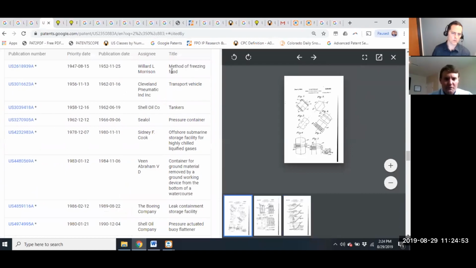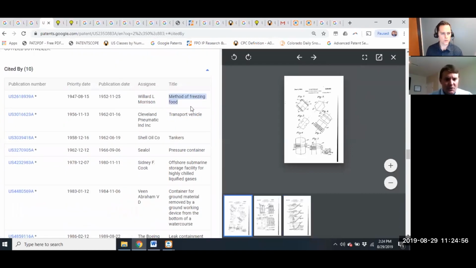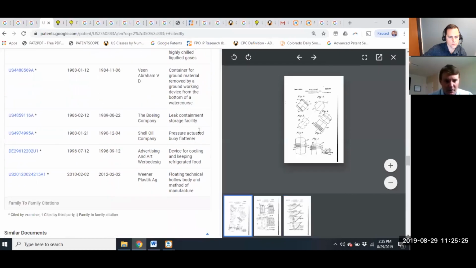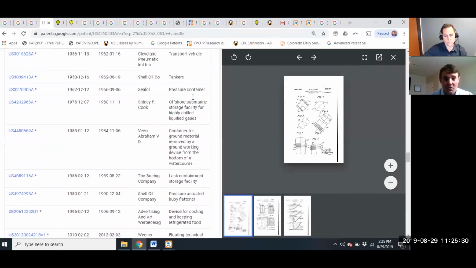One downside of this is that you kind of have to judge the book by its cover, because what you get is the title. The star means that it was cited by an examiner, not just associated. If it doesn't have the star, it was probably cited through the IDS that was part of the patent prosecution that your attorney will submit for you. Methods of freezing food, pressure containers. So you're really looking for something here, and you're just judging the book by its cover.